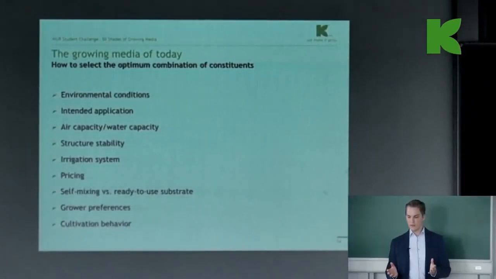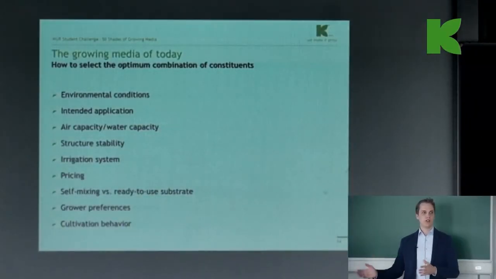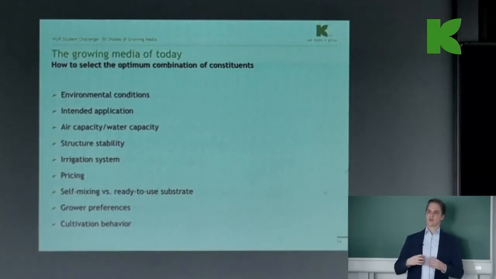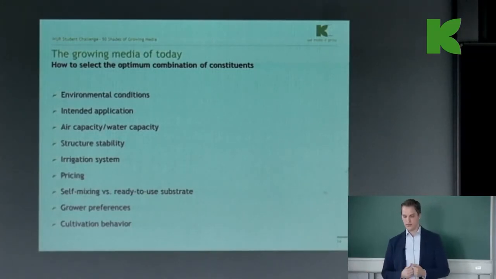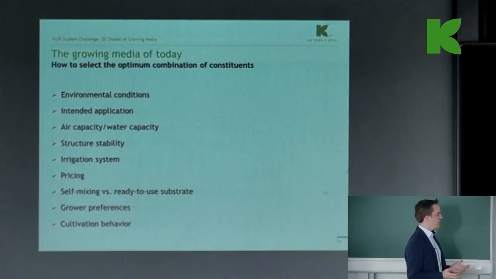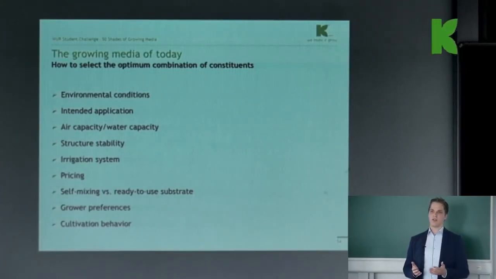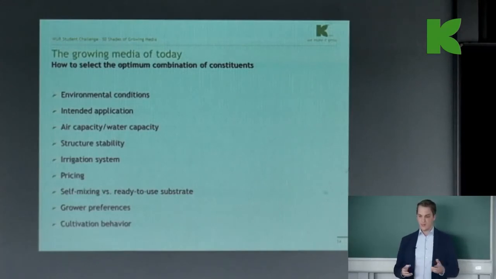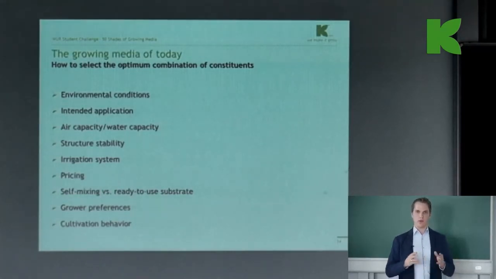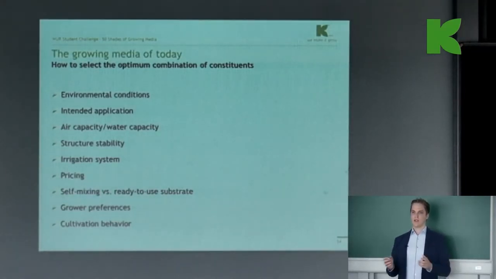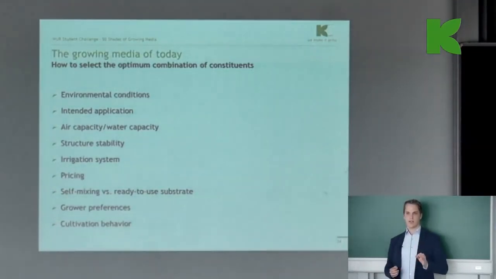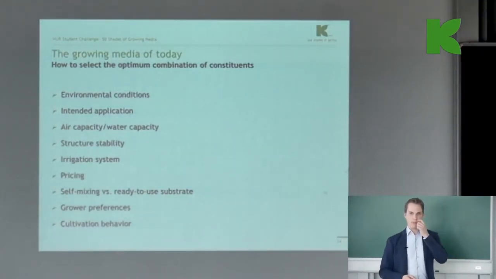Is the grower a self-mixer, meaning he's maybe using local raw materials and just wants to add certain quantities of peat to his mix? What are grower preferences? Horticulture is a very traditional business, so we often observe that growers using substrates since 20 years, they will never change that. So that we have to consider as well. Cultivation behavior, same thing. Yeah? Growers are used to certain ways of cultivating plants, and we have to look at them very carefully to recommend or select the optimum combination of constituents.